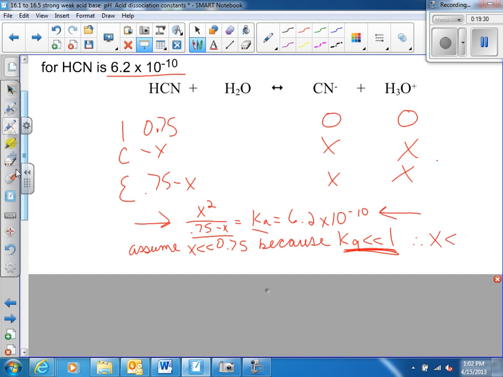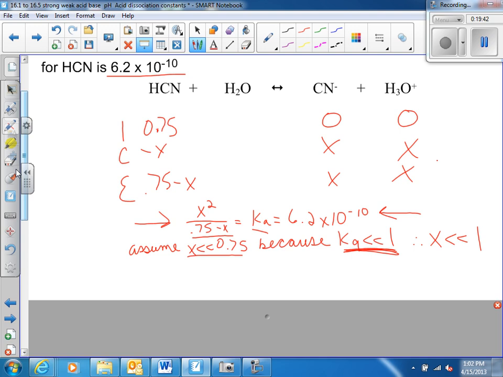So x is going to be much less than 1 for sure if our K is so small. Since it's much less than 1, we're going to assume it's much less than 0.75. That's the assumption we're making. And if that is true, then 0.75 minus x is approximately equal to 0.75. This is a big jump. We've never done anything like this before, and you just have to accept it.